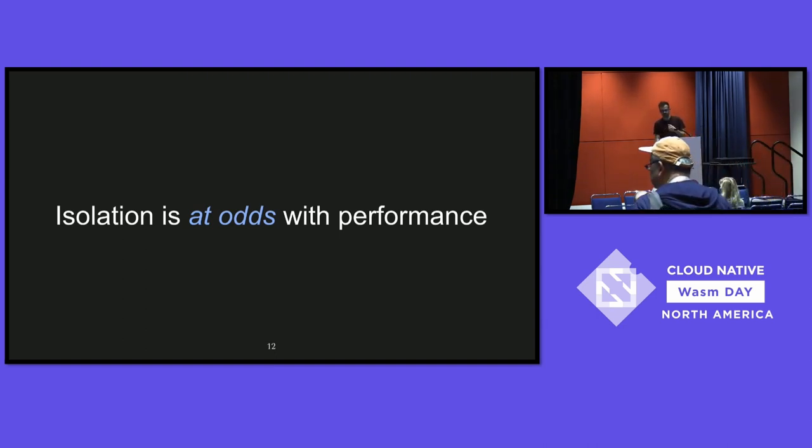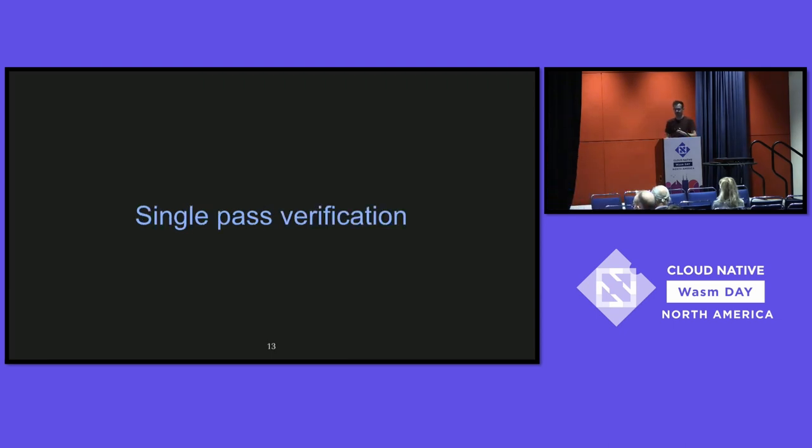So let's take a look at some of the ways that WebAssembly is designed with this isolation in mind. First off is single pass verification. WebAssembly is designed as a bytecode that you can scan in a single pass and know that it's valid. This means WebAssembly runtimes can start parsing and generating code as they're loading it from the disk or the network, to initiate streaming. If at any point the verification fails, the runtime can just panic, throw out all the work, and say this module is bad.